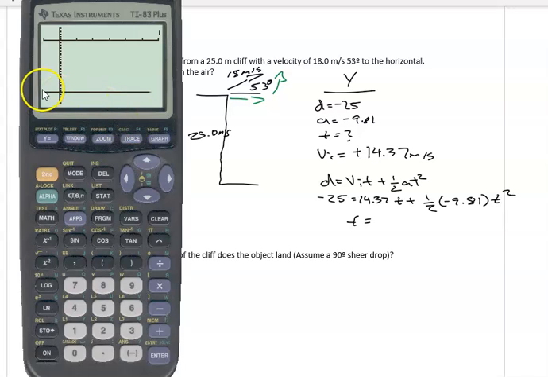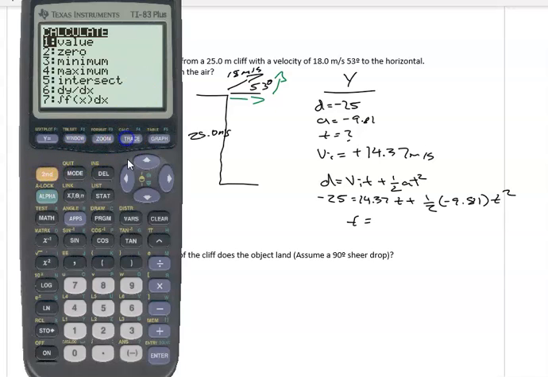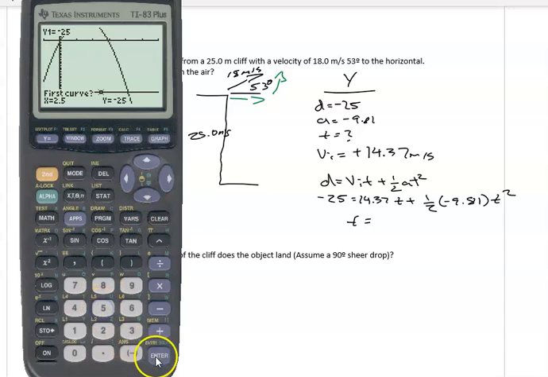When we graph that, we see here's our first line, our second line. It comes a little bit out, but that's okay. This second section is what we're looking for. We want to find where they intersect. Second function, calc, select 5 for intersect, and we're going to pick the first curve along here, bring the cursor close to where we were looking for, enter, enter, enter, and we see we've got a time of 4.156 seconds, or to 2 digits, 4.2 seconds.